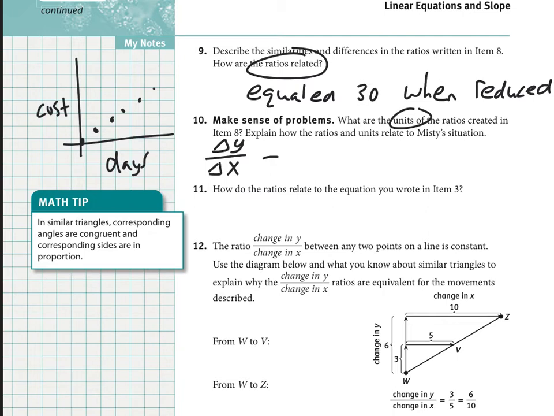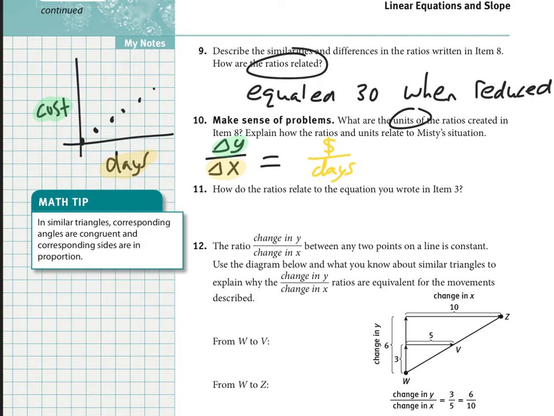So the units on that: the unit for the y variable is cost, and the unit on the x variable is days. So the unit on this is just going to be dollars over days, or in other words, cost per day. And again, that equaled 30, right? And that was what we knew it was. That was given to us at the very beginning of the section.